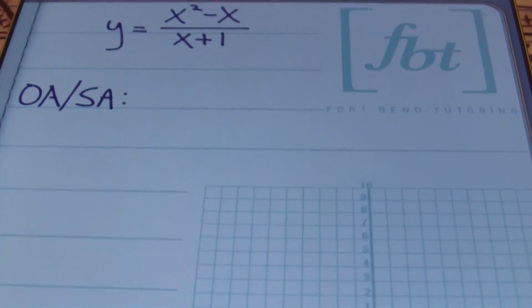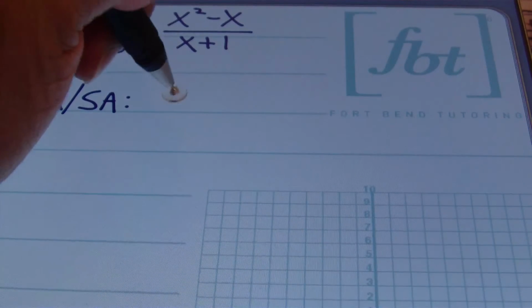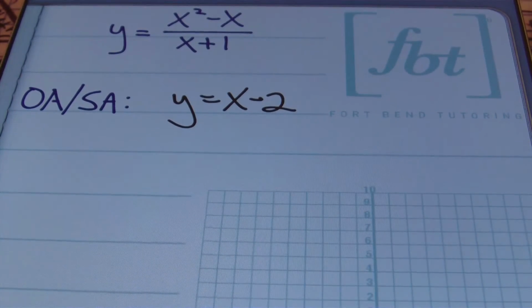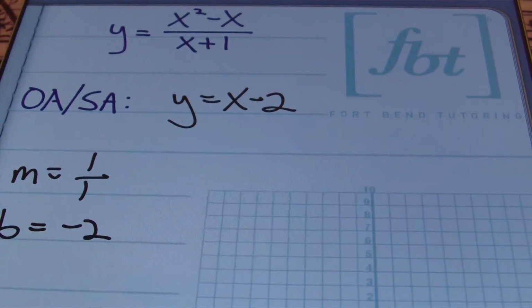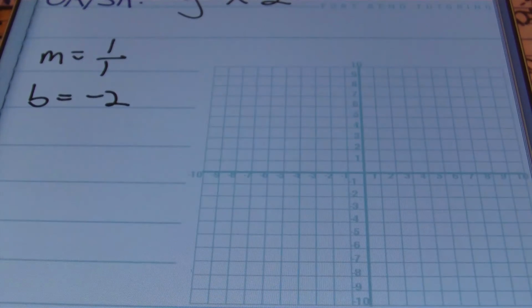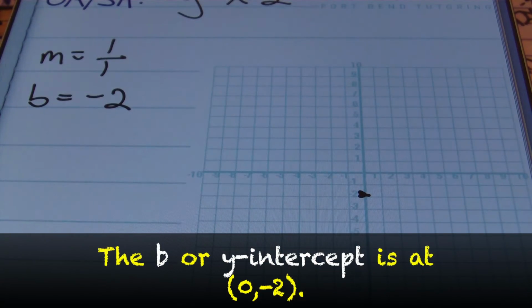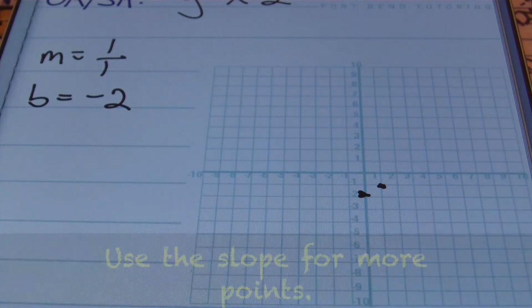All right, I have my original function, y equals x squared minus x divided by x plus 1. My oblique asymptote is going to be y equals x minus 2. And we're going to graph this. So my slope is 1. I'll write it as 1 over 1. And my y-intercept is negative 2. I'm always going to begin with the y-intercept. So now I'll be plotting the y-intercept on the y-axis. So I'm at negative 2, about right there. And using the slope, I'm going to go up 1 and over 1. And now I'll have a point right there.